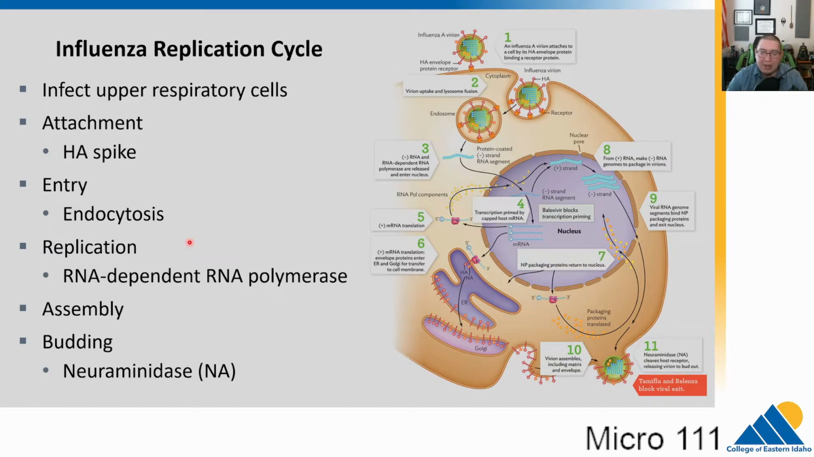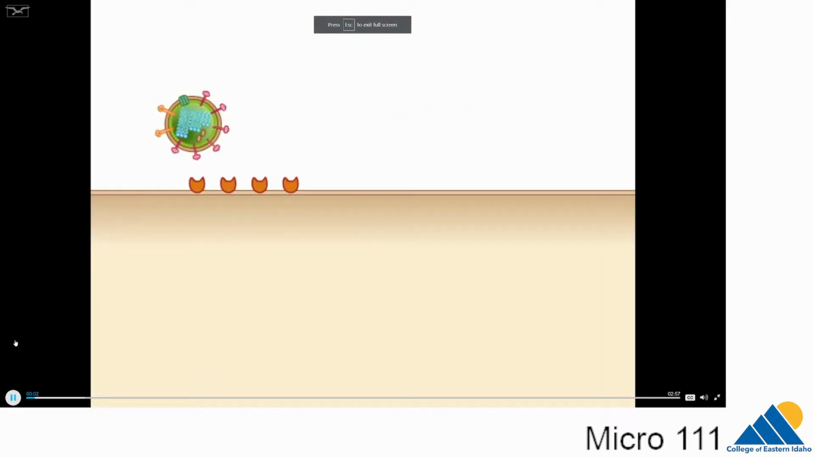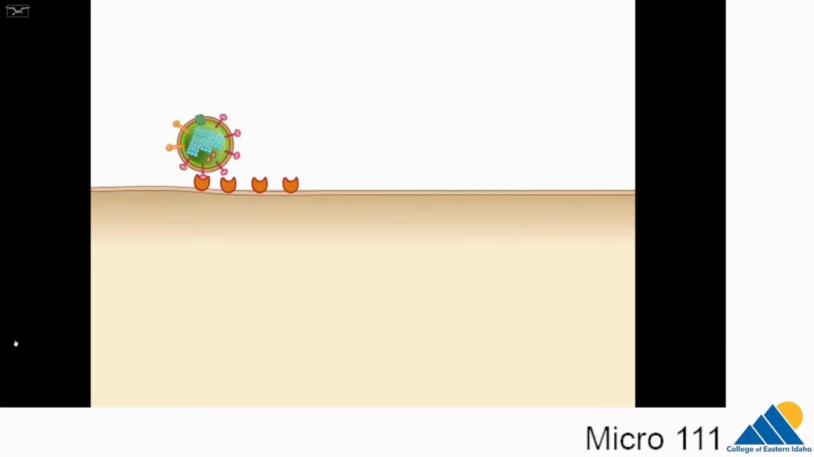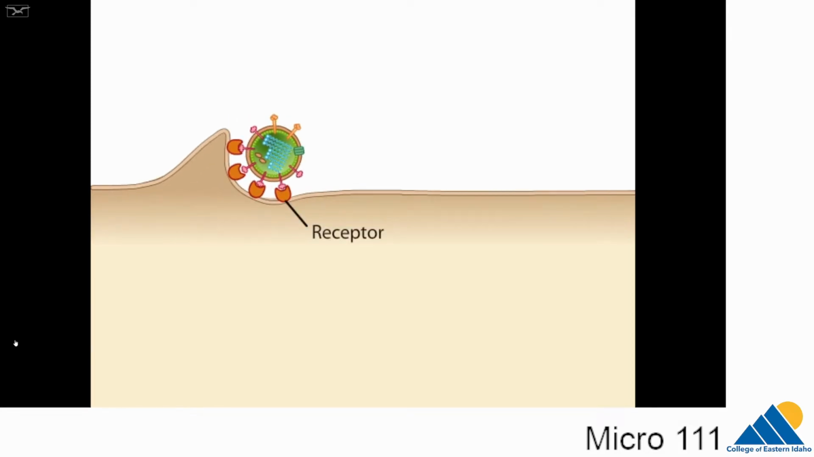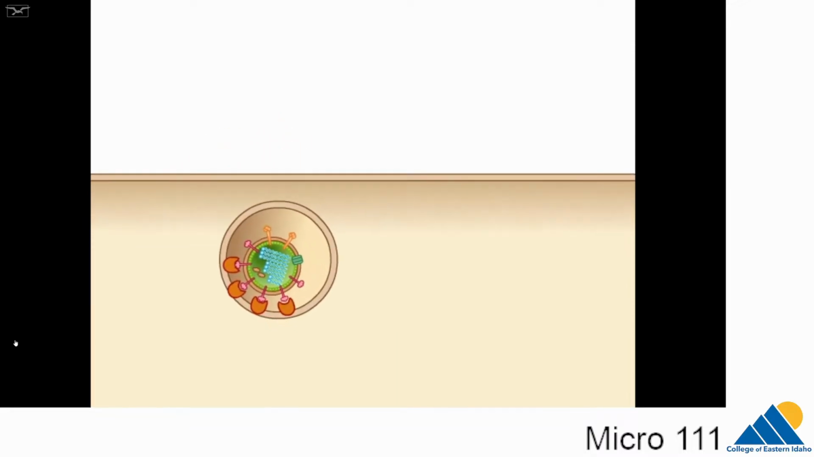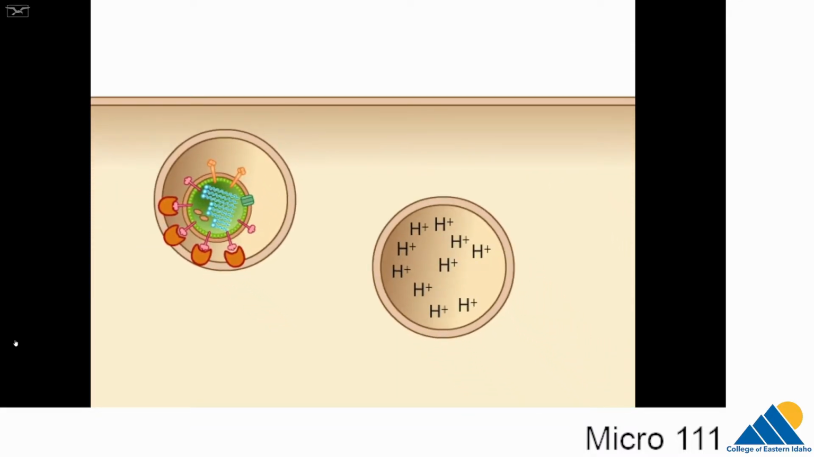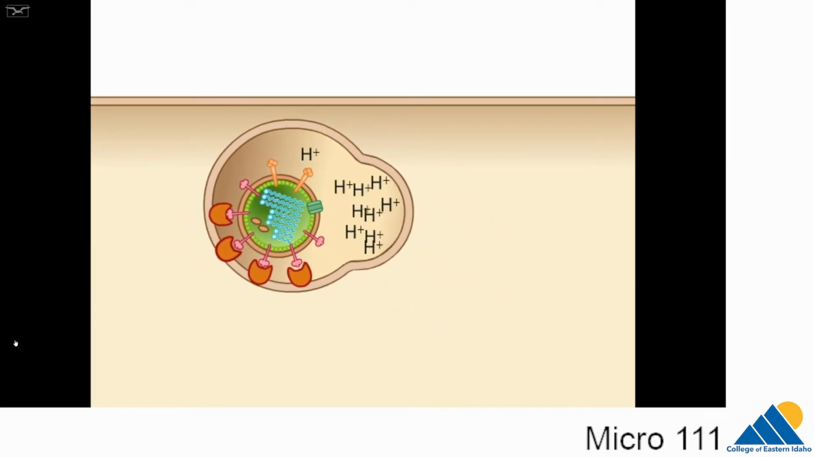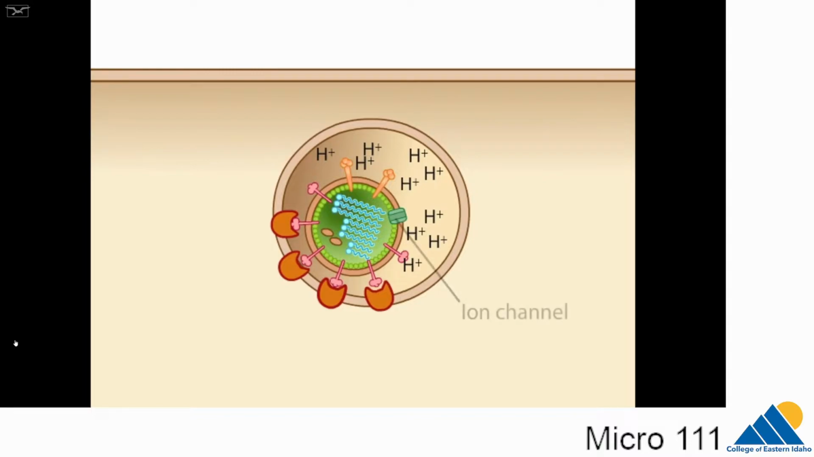Okay, let's take a look at an animation of this life cycle. The flu is a contagious respiratory infection caused by influenza viruses. An influenza virus attaches to a cell when hemagglutinin, one type of protein in its viral envelope, binds to a host receptor, a glycoprotein. The cell then takes up the virus by endocytosis. The endocytic vesicle fuses with a lysosome. The low pH in the lysosome causes hydrogen ions to leak through the virion's ion channel.